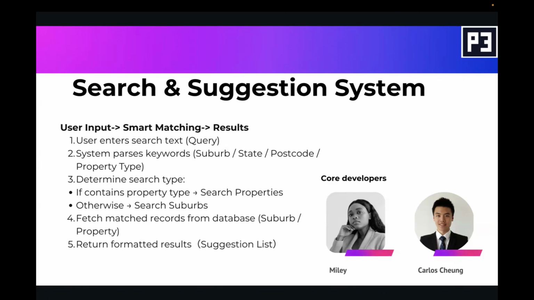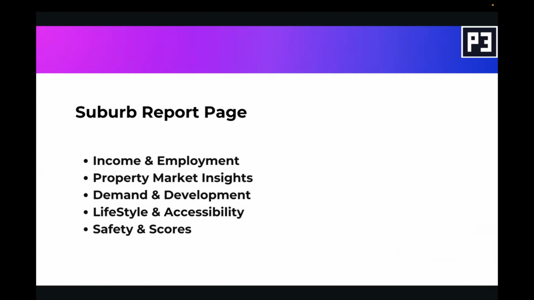end. And then the user can choose one from the suggestion list to generate the suburb report. And this report includes the income, employment, property market insights, demand and development, lifestyle and accessibility, and safety and supply, responsible for the development. And then I'm going to show the demo.